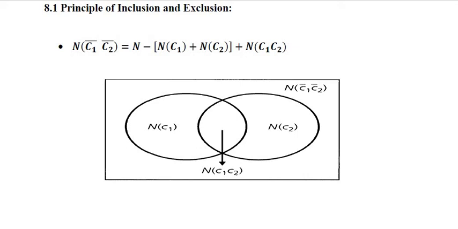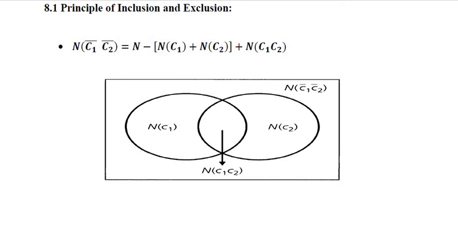Let C1 and C2 denote the conditions satisfied by some of the elements of S. From this Venn diagram, we see that if n of C1 denotes the number of elements of S in the left hand circle and n of C2 denotes the number of elements in the right hand circle, and n of C1 C2 is the number of elements from S in the overlap, while n of C1 bar C2 bar denotes those elements of S that are outside the union of these two circles.